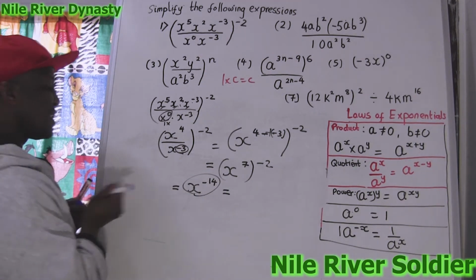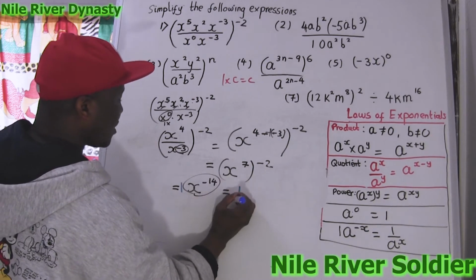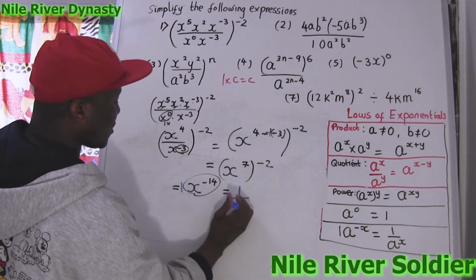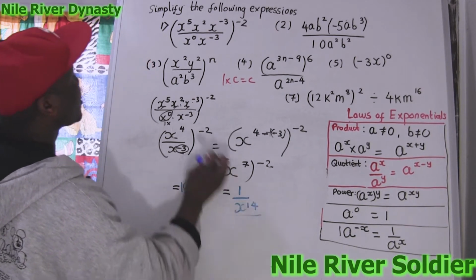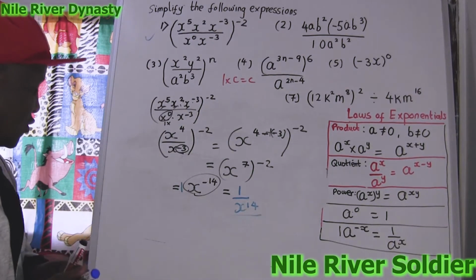Remember there's a 1 here. So this means 1 over, I'll take this to the bottom, x power 14. We're done with this. Now we go for the next one.